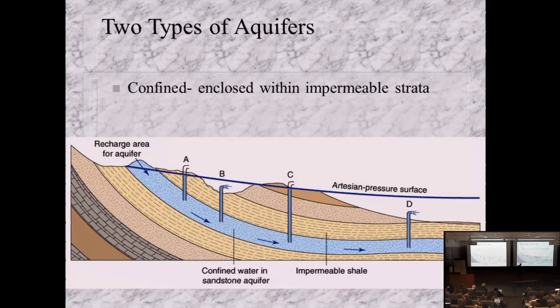You have water that is open to the surface in one spot, and so in that one spot you could consider that a local unconfined aquifer. But then you have the water sandwiched between these two layers of impermeable material, and so the water's under pressure. And so that's what artesian pressure surfaces are, potentiometric surfaces.